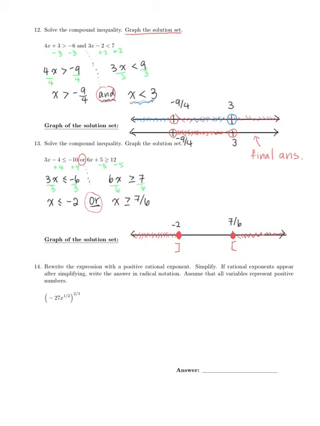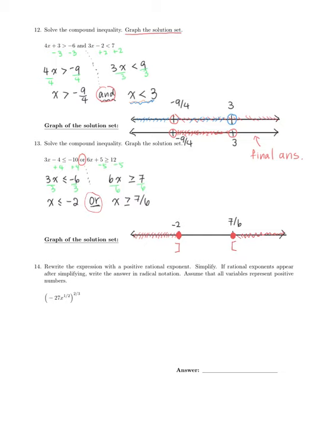Okay, so let's take a look at number 14. It says rewrite the expression with a positive rational exponent. By the way, rational means fraction. Okay, and it says simplify. If the fractional exponents appear after simplifying, write the answer in radical notation. Assume that all variables represent positive numbers.